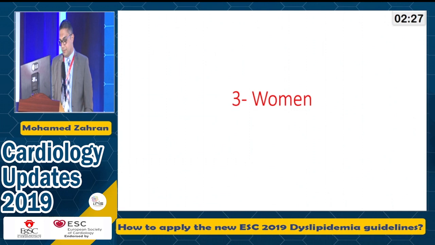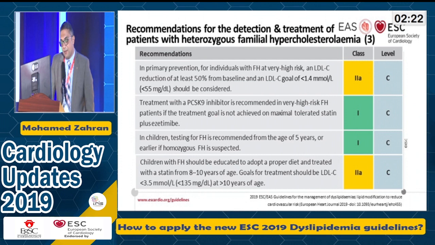For heterozygous, for primary prevention, you have the same. But it's not class 1, it's class 2A. For us, it's the same. You need to reduce to 55 and to 50% reduction. PCSK9 is recommended in very high risk familial hypercholesterolemia if the treatment goal is not achieved on the maximum tolerated statin plus ezetimibe. And for children, you need to test them starting from the age of 5.